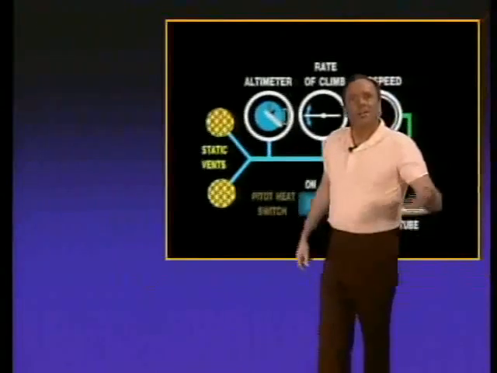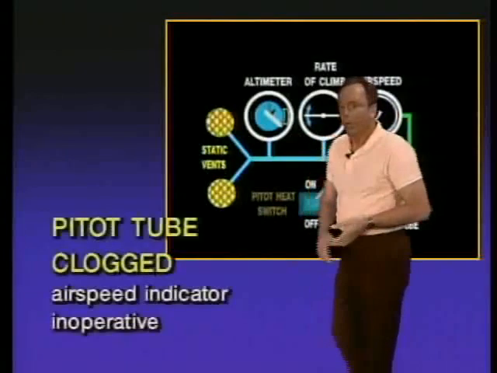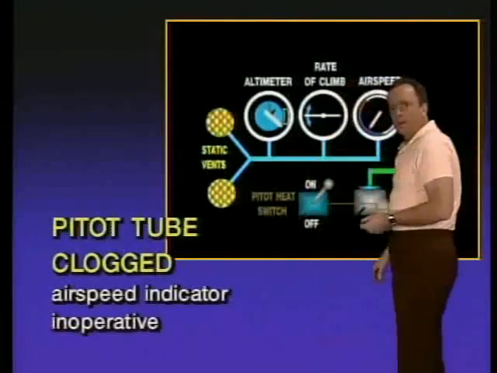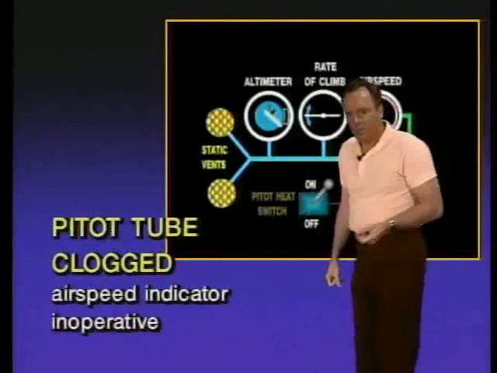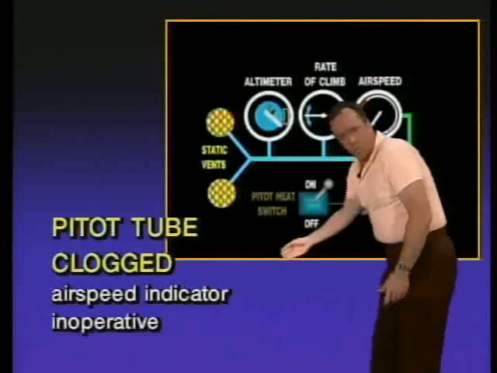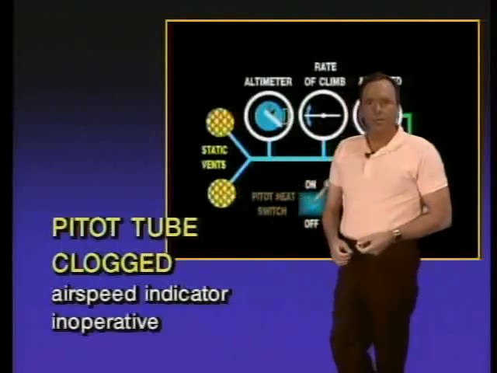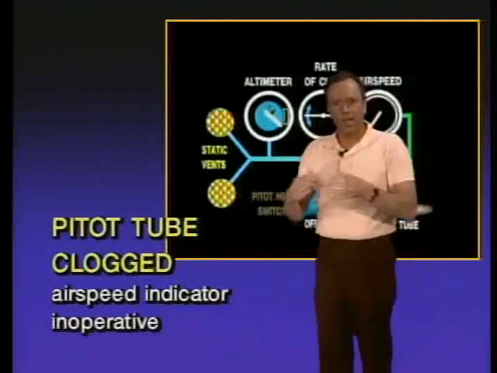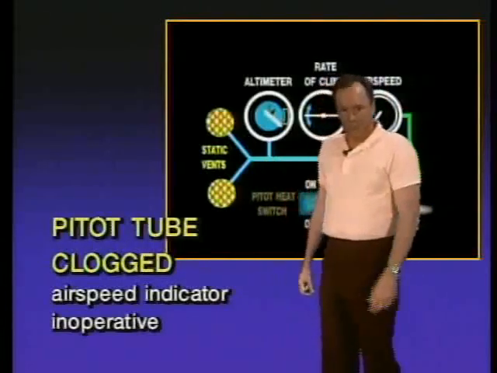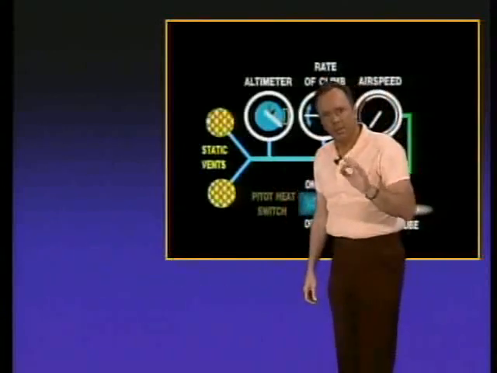They're going to say, let's assume, super pilot, the pitot tube becomes clogged. Which of these three instruments would be affected? Well, there's only one of these instruments connected to the pitot tube, and that's the airspeed indicator. So the airspeed indicator would become inoperative if the pitot tube becomes clogged. And the reason for that, of course, is the airspeed indicator gets its information from the ram air from the pitot tube.